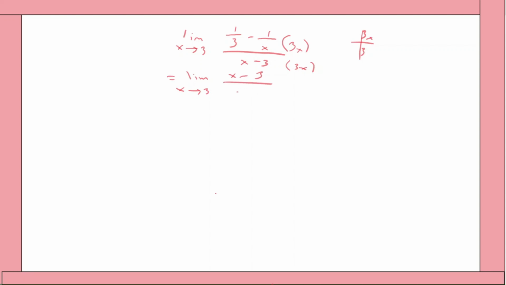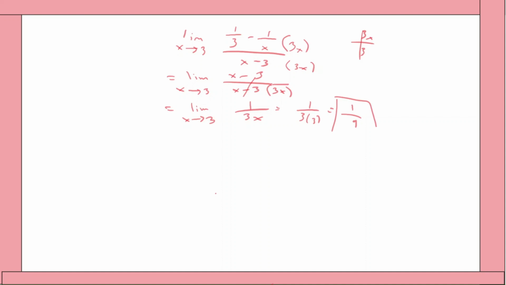Then we'll have an x minus 3 on the bottom, and we're not going to FOIL this, just like before. We're going to leave it as a multiplication. And if you notice, the x minus 3 and x minus 3 can be canceled now. So then we'll have the limit as x approaches 3 of 1 over just 3x. Now we don't have that pesky x minus 3 on the bottom. We can plug in. So 1 over 3 times 3 will give us 1 over 9.